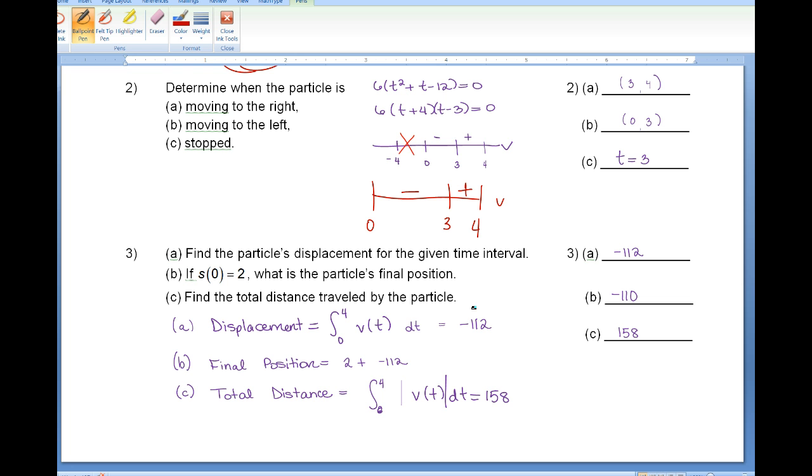And I had a really hard time with 3C. Okay, final position. What was final position? It's initial plus the displacement. So if you have the displacement from the previous part, just plug in 2 plus that and get negative 110.